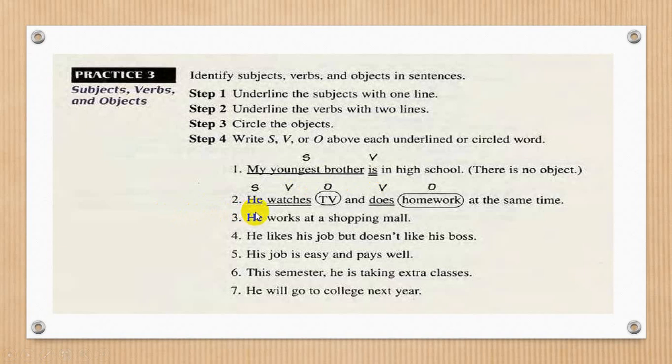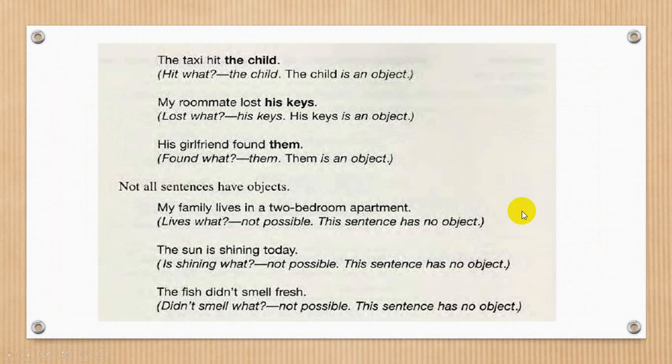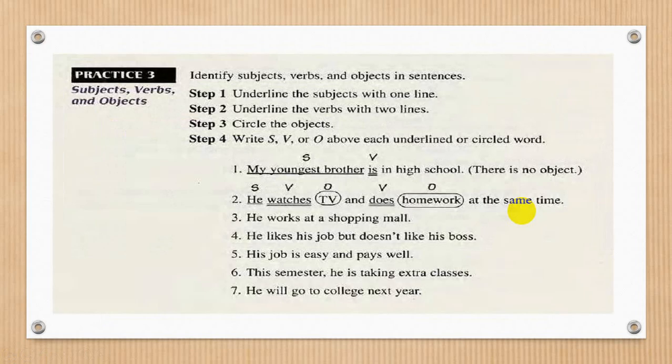Number 2. He فاعل subject, watches الverb يشوف, TV هذا اسم، يعني شنو؟ يعني object, and does هذا فعل, okay, الفعل و homework اللي هو شنو الاسم، كذلك هو مفعول به at the same time. شوفوا هنا هذني جملتين مربوطات بكلمة and.